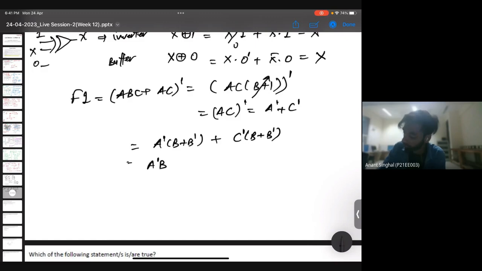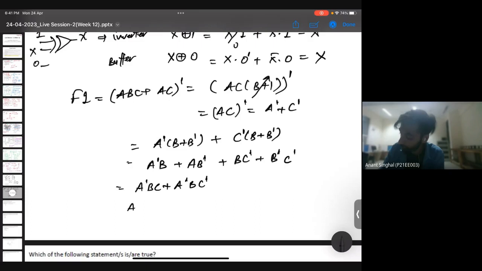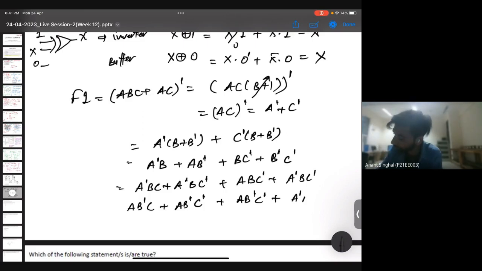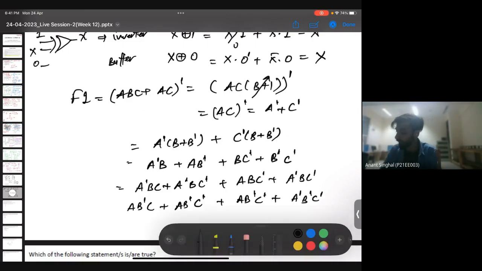So it is A bar B, A B bar plus. So now I'll write C plus C bar. Then I'll write for this, it is A B bar C plus A B bar C bar. Then we'll write for this A B C bar plus A bar B C bar. And then for the last term, which is A B bar C bar, and one is A bar B bar C bar. We'll write the corresponding min term.